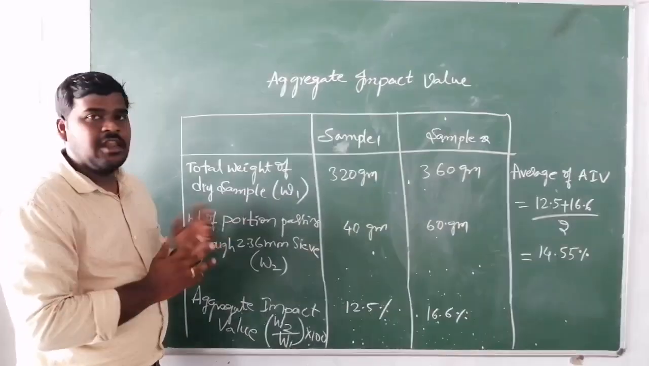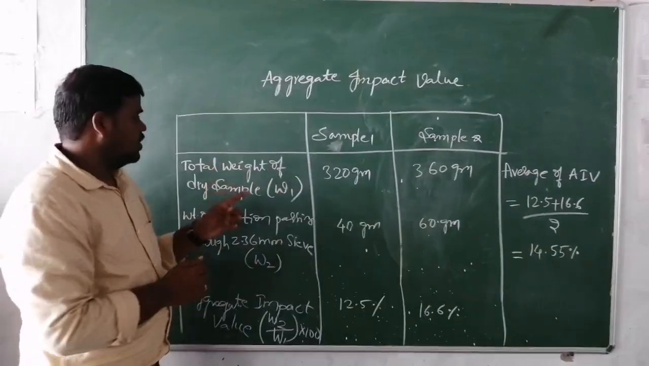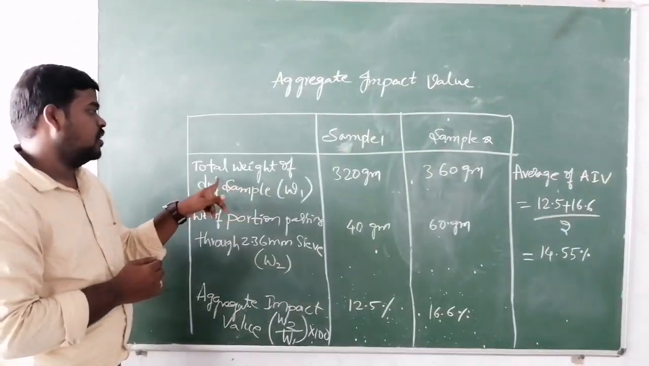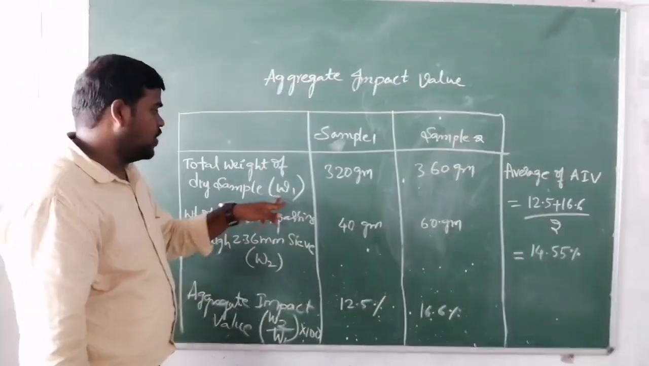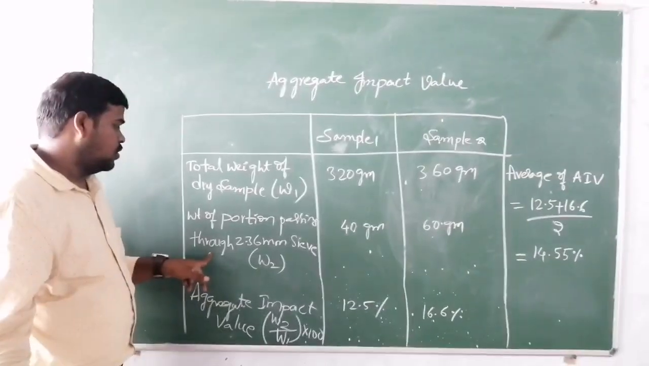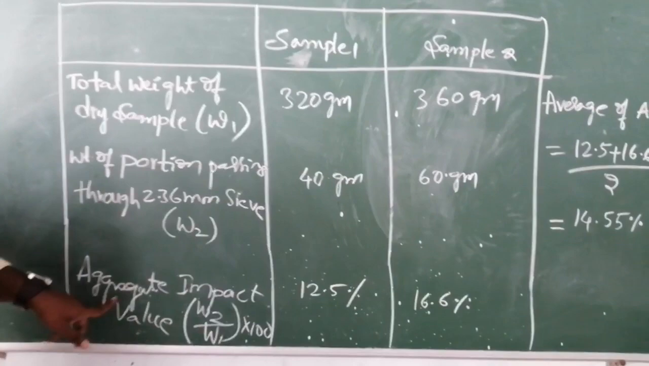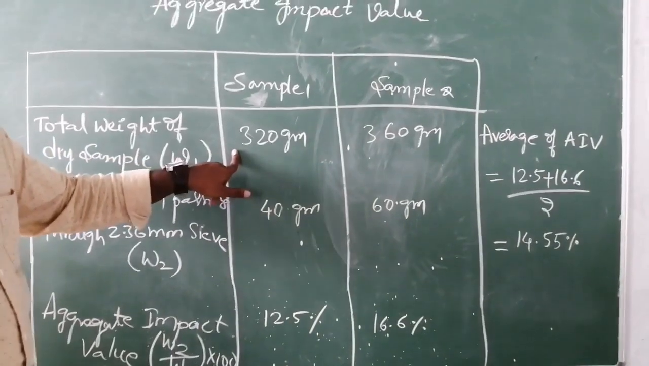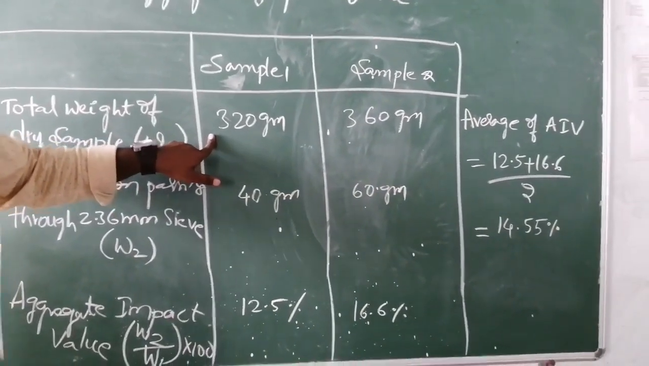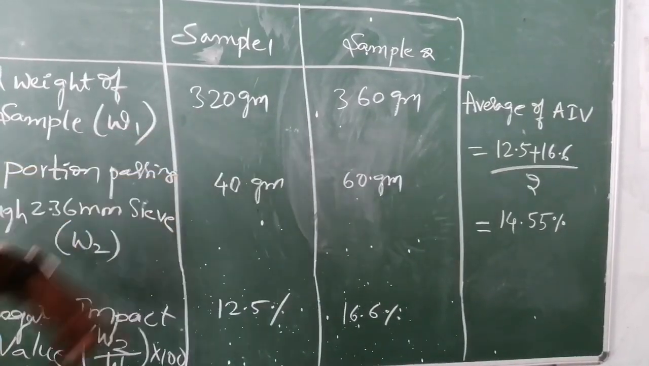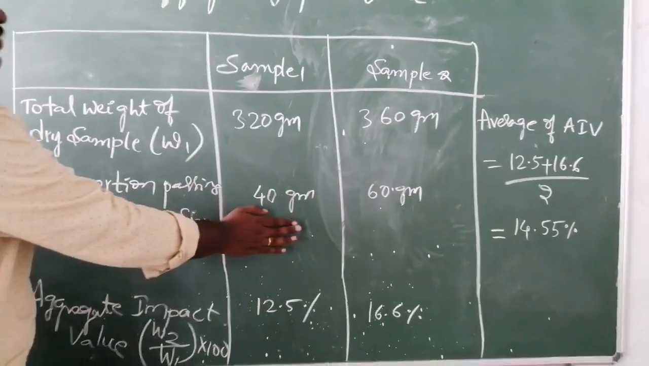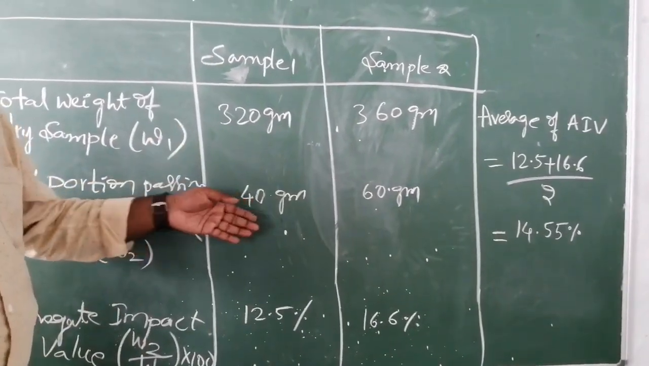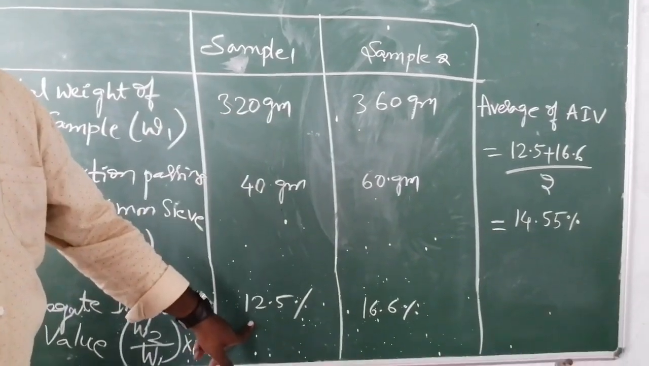So now we come to the calculation part. For sample 1 and sample 2, we have to go for 2 samples. When we observe the first column, we have the total weight of dry sample as W1, and the weight of the portion passing through the 2.36 mm sieve as W2, and the aggregate impact value is W2 by W1 into 100. So this 320 grams we can observe in the video. This is the dry weight of the sample, and this 40 grams is the sample passing the 2.36 mm sieve, and the ratio of 40 and 320 gives 12.5%.